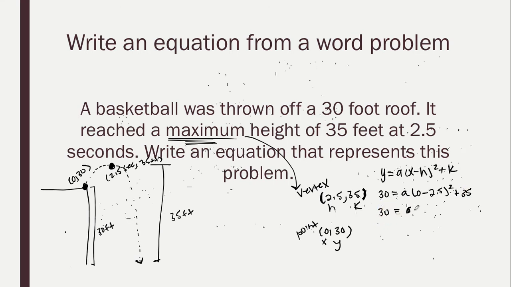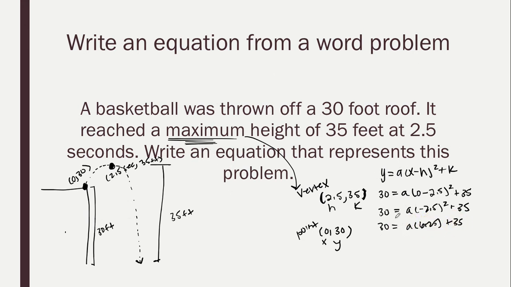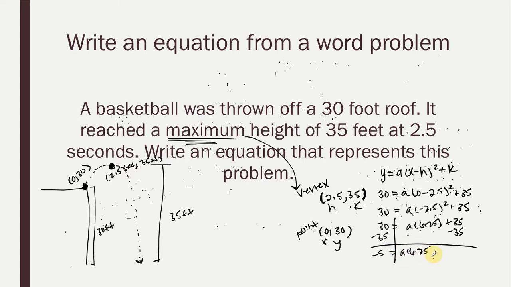So 30 equals a times negative 2.5 squared plus 35. Negative 2.5 squared is 6.25, so 30 equals a times 6.25 plus 35. You subtract 35 from both sides, giving me negative 5 equals a times 6.25. Divide both sides by 6.25, giving me negative 0.8 equals a. So here's my a value.